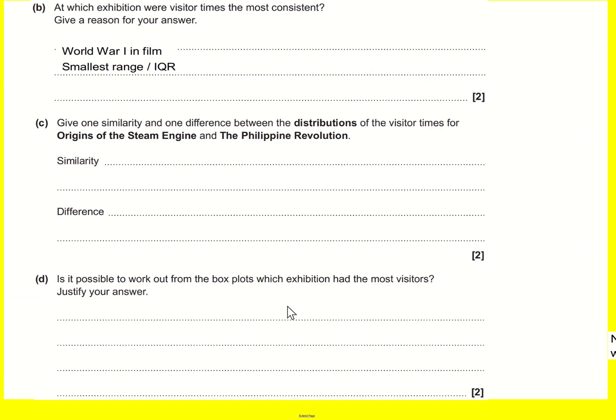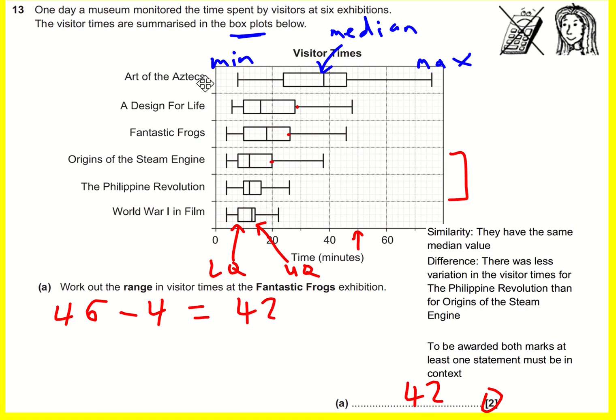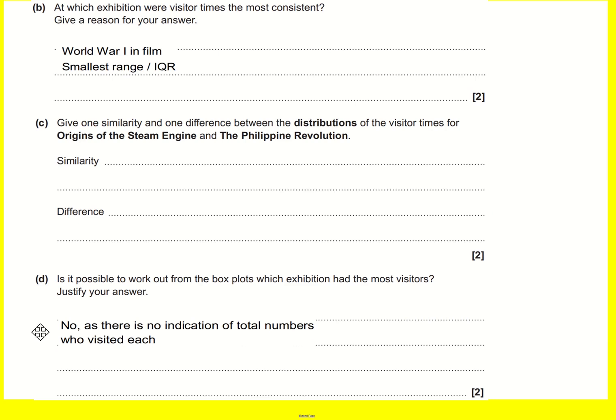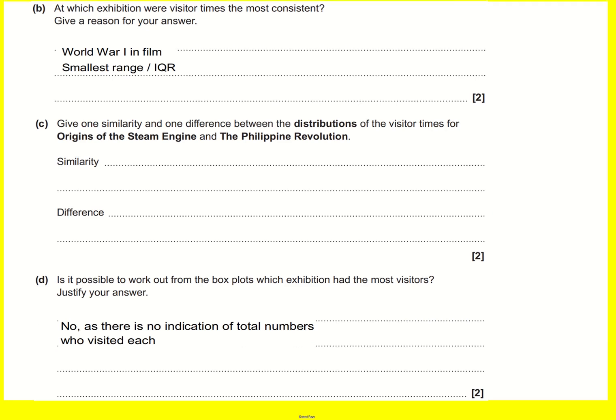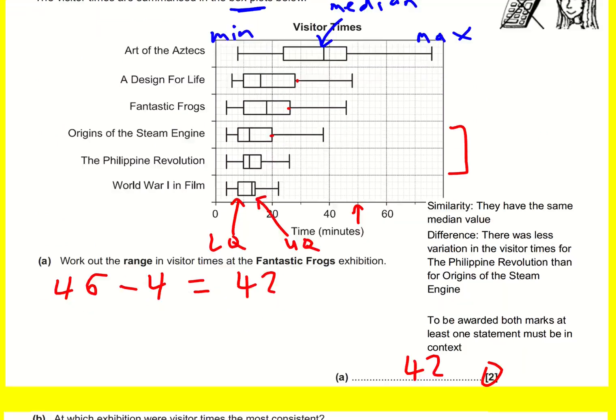Okay, is it possible to work out from the box plots which exhibition has the most visitors? Well, I said at the start the fact that it's a 5-number summary and it tells you about the spread of the data. It doesn't actually tell you about the number of visitors at all. So the answer is no, as there is no indication of total numbers who visited each. That data is lost in a box plot. A box plot is just a very simple way of looking at the spread of data.